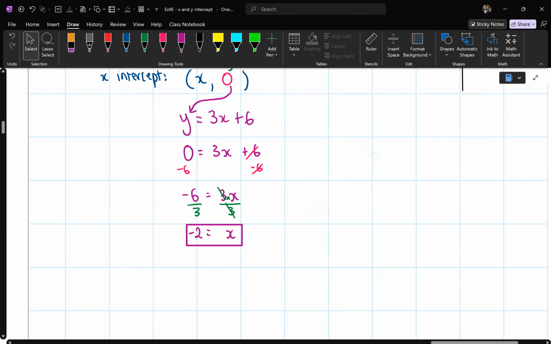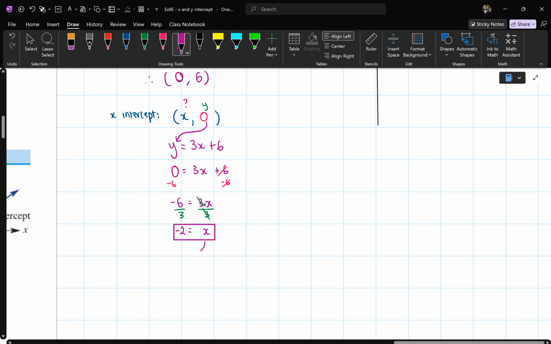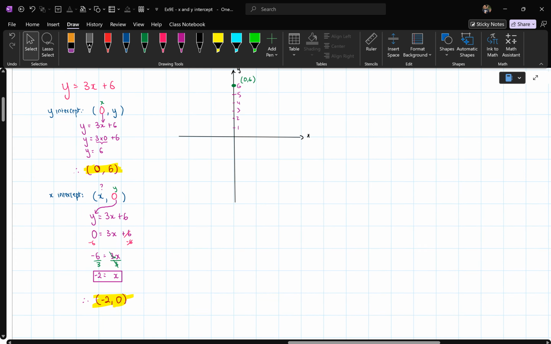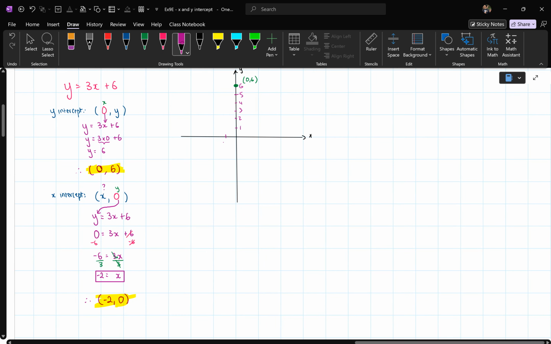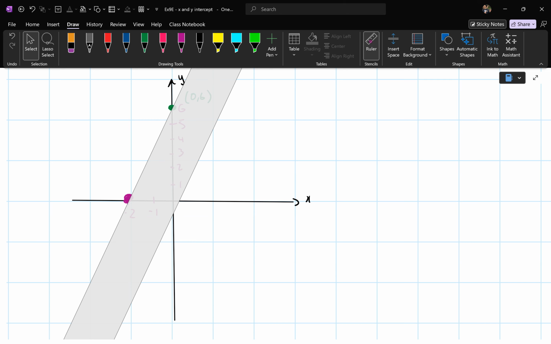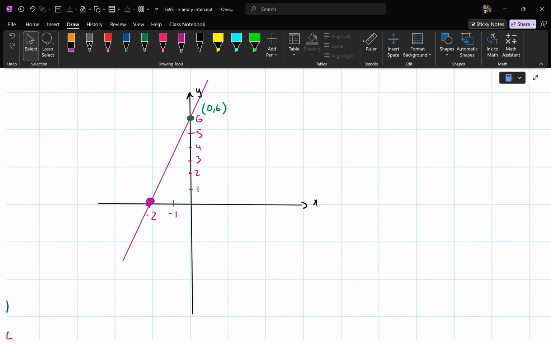So what does that mean? What you've just figured out is that x is negative 2 when y is 0. There you go, you've got your 2 coordinates: 0, 6, which you calculated, and negative 2, 0. So where is negative 2, 0? If you plot the coordinates, negative 1, negative 2 is over here, so maybe around here. Guesstimate it. Yeah, it's around there. Then I use a ruler and connect the two dots together. And there you go. That is your straight line.